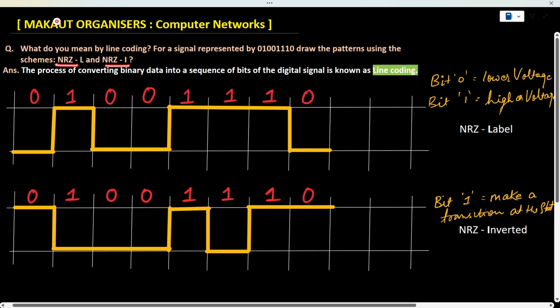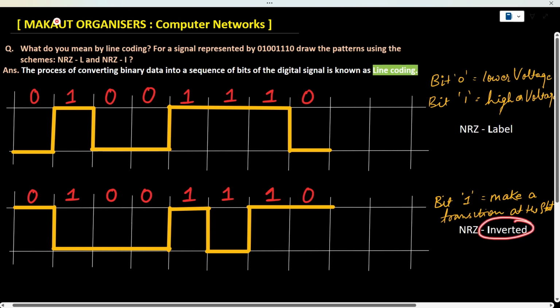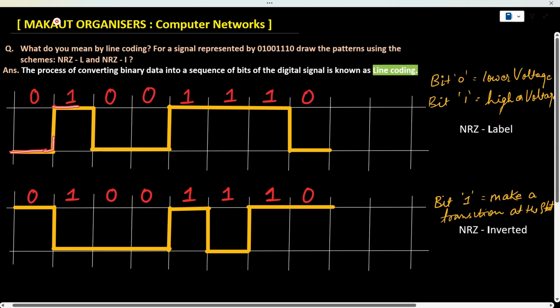NRZ-I scheme. NRZ-L stands for NRZ-Label and NRZ-I stands for NRZ-Inverted. First, let's see NRZ-Label. In label, it is saying whenever the bit is zero, we have to draw a line at lower voltage, and whenever the bit is one, we have to draw a line at higher voltage. So the first bit is zero, so we have drawn a line at lower voltage. Next is one, so we have drawn a line at higher voltage.